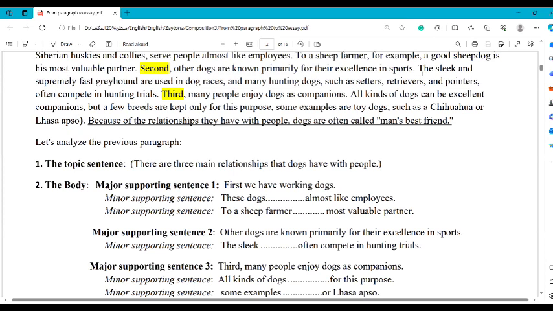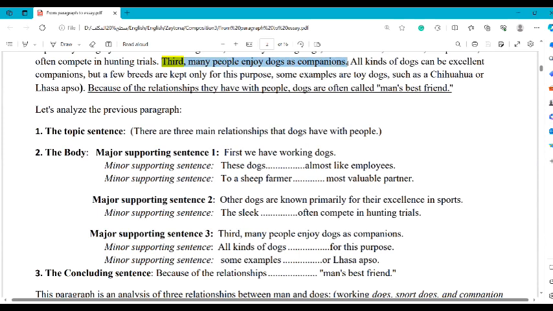Okay? And after this sentence, we have a sentence till the full stop. It's called a sentence. Okay? So here we have one minor supporting sentence because this sentence is supporting the previous one. The sleek greyhound, setters, retrievers, pointers, all of these are types or names of sportive dogs. All right. The same idea in third. We have third, major. Okay. And after the major, we have how many sentences?